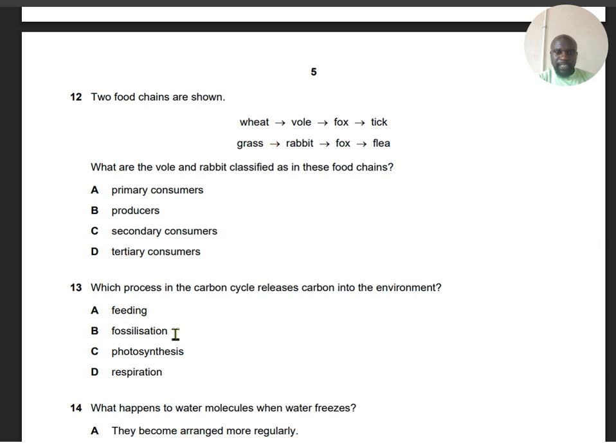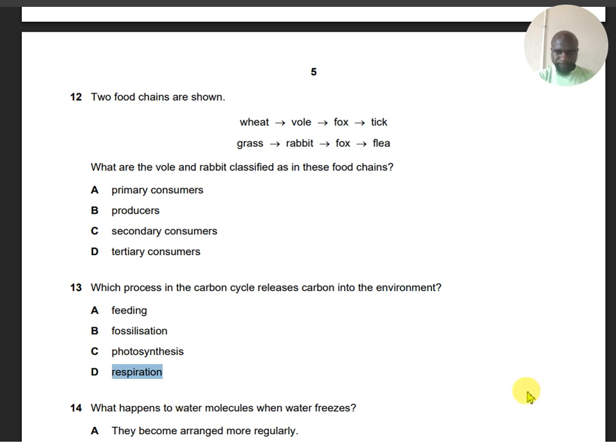No. Fossilization, no. Photosynthesis, no. But respiration, it releases carbon. Because as we respire, we release carbon dioxide. So in carbon dioxide, there is carbon. So respiration is the process which is required here.